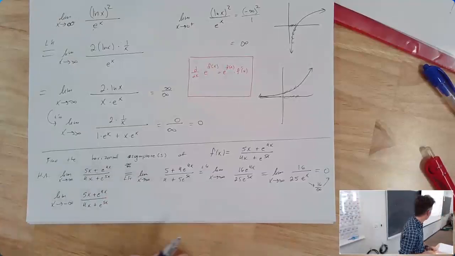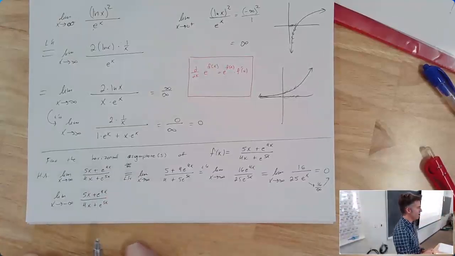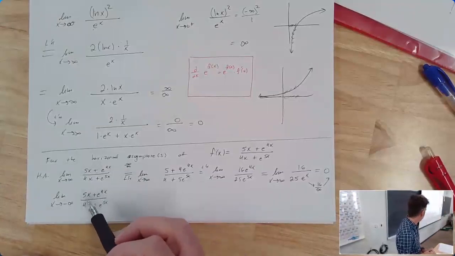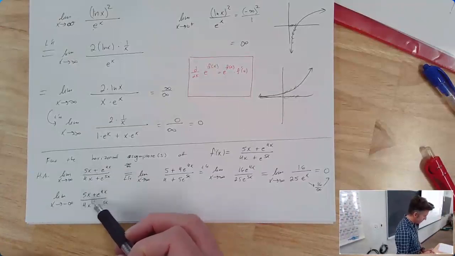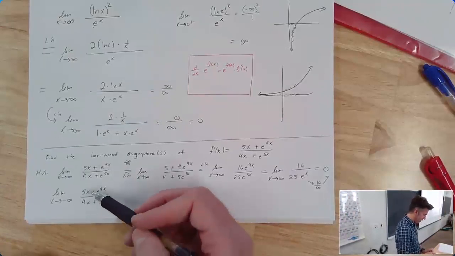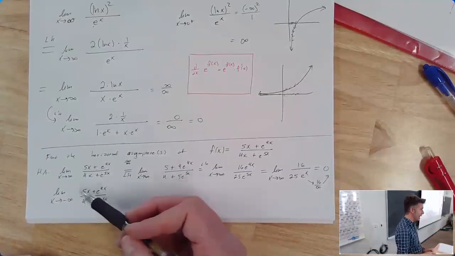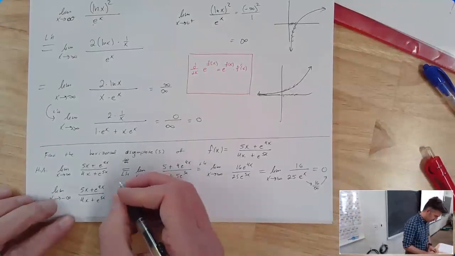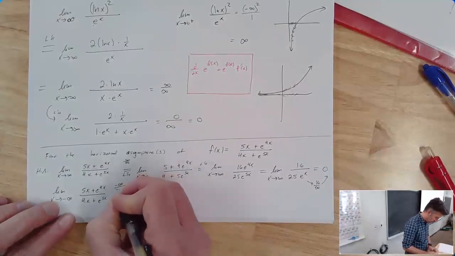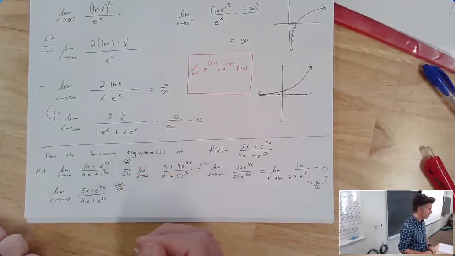So first of all, is this an infinity over infinity type? Well, 5x is certainly going to negative infinity. What about e to the 4x? Where's that going to? Yeah, it's going to 0. But we still have an infinity over infinity because we have a negative infinity plus 0 over a negative infinity plus 0. So this is certainly a negative infinity over negative infinity indeterminate form.